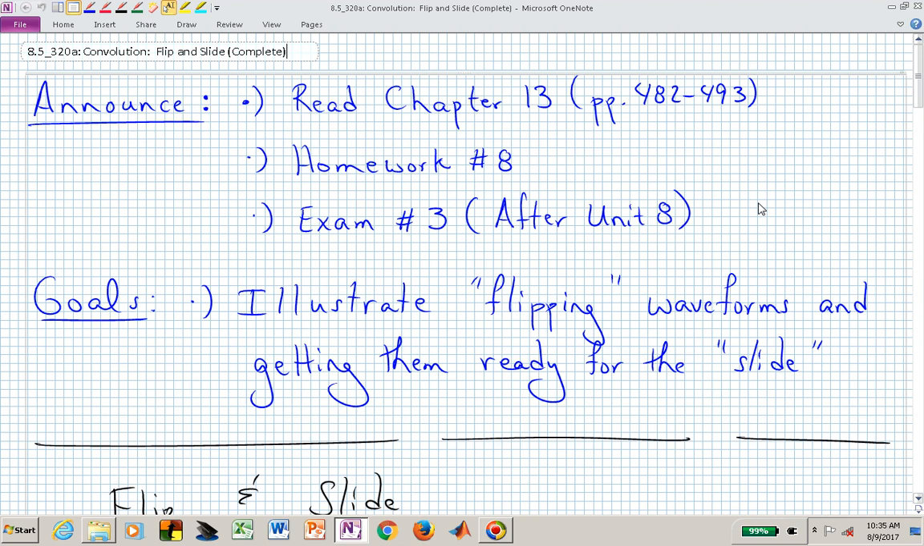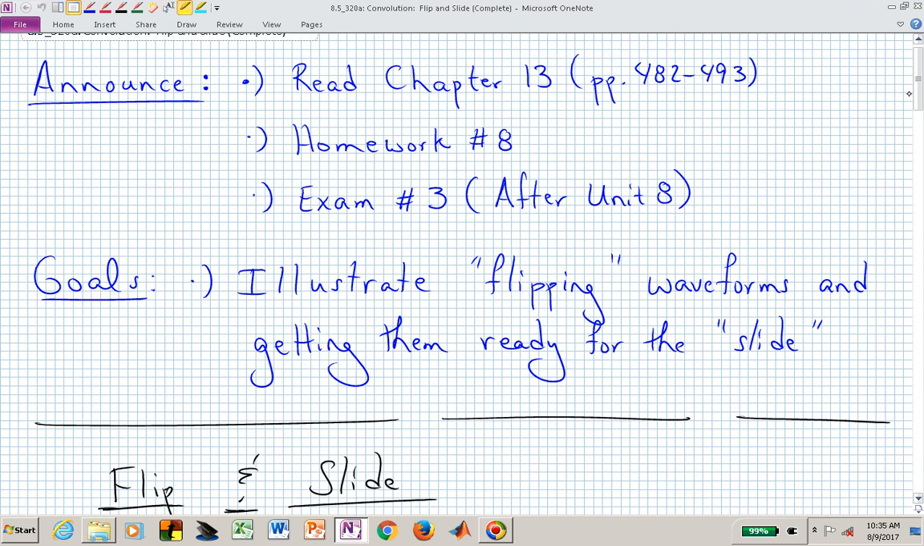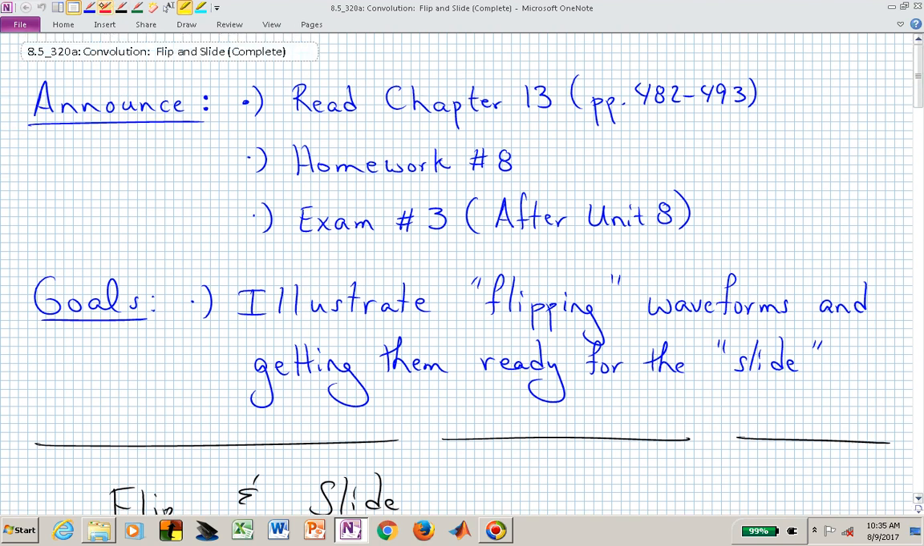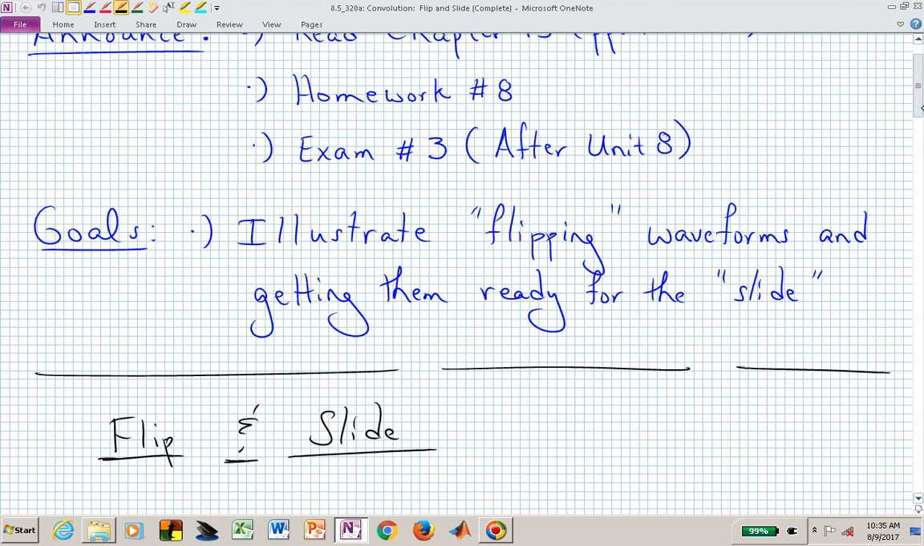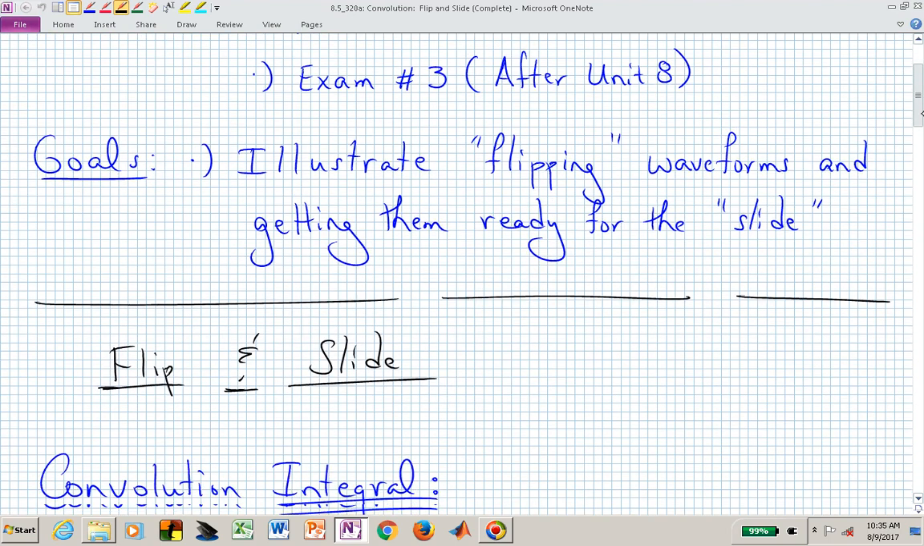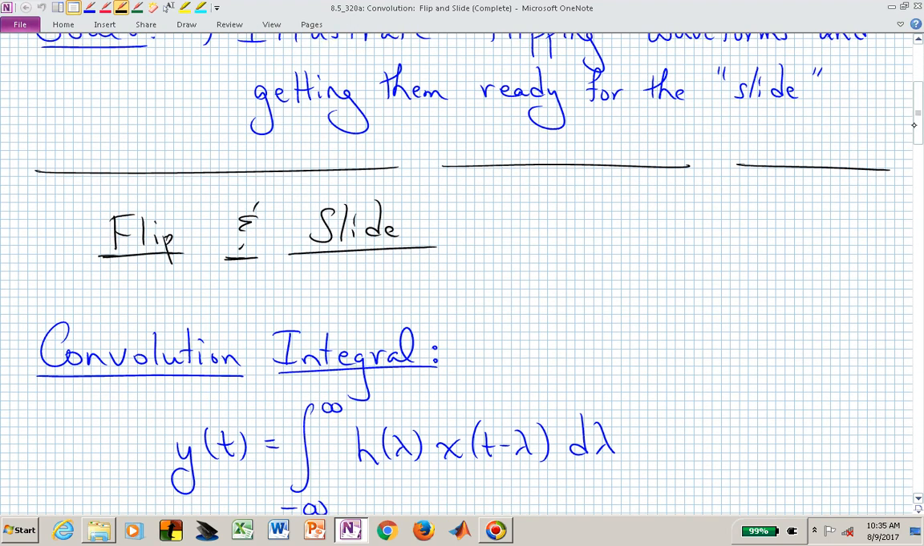We're in the convolution unit, and what we want to do in this video is illustrate one of the strategies that I think help in terms of performing the convolution, and that is breaking the convolution up into different parts. One of the parts is learning how to flip and slide different waveforms, and that's this x of t minus lambda or h of t minus lambda, whichever convolution integral expression you're using. You need to get comfortable with flipping and sliding waveforms. That's what we want to do.